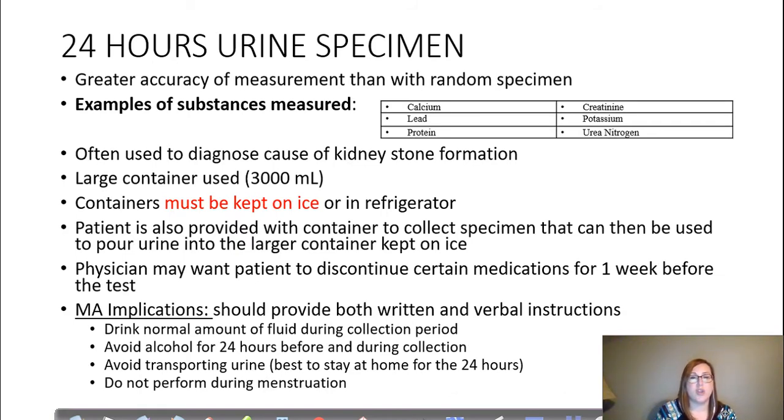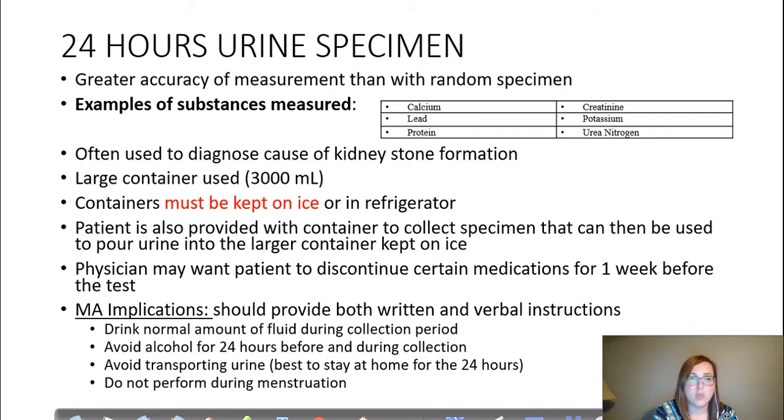So 24-hour urine specimen. This is greater accuracy of measurement than with a random specimen. Some examples of substances that might be measured during a 24-hour urine collection are calcium, lead, protein, creatinine, potassium, and urea nitrogen. This is often used to diagnose the cause of stone formation. And it's a large container that's used, usually 3,000 mLs. If we think about a 2-liter bottle of soda is 2,000 mLs, it's a pretty big container. It's 3 liters. And it must be kept on ice or refrigerated.